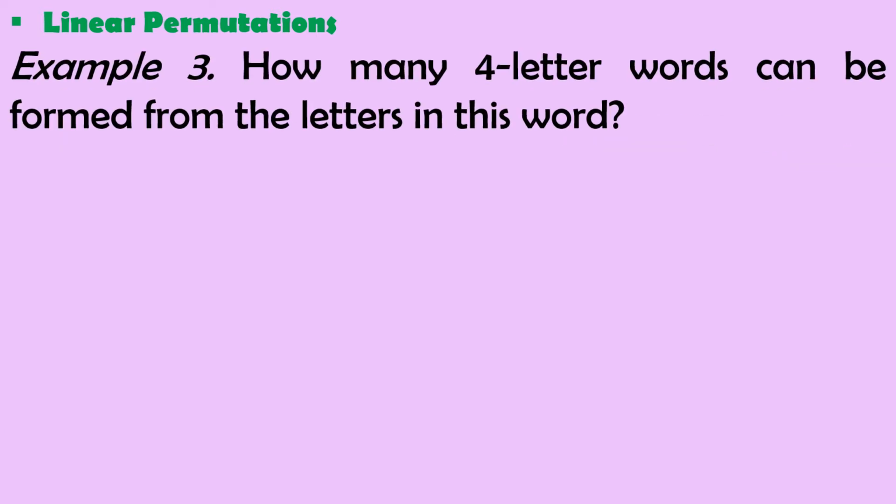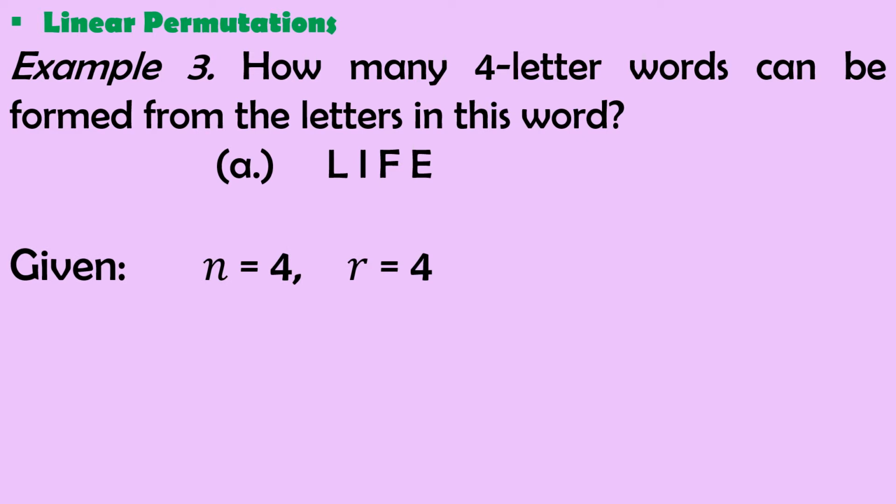So listen to our example number 3. How many four-letter words can be formed from the letters in this word? The word is life. So our given here is n is equal to 4 because of the word life. We have here 1 for the letter L, 2 for letter I, 3 for letter F, and 4 for letter E. And we got the value of r is equal to 4 because of these 4-letter words.